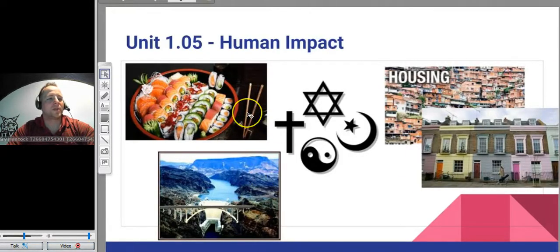Okay, so as we talked about human impact on the Earth, we talked about this when we covered the 5 themes of geography in our last class. There are so many different things that we do, like we have different kinds of foods. Remember how we talked about sushi?